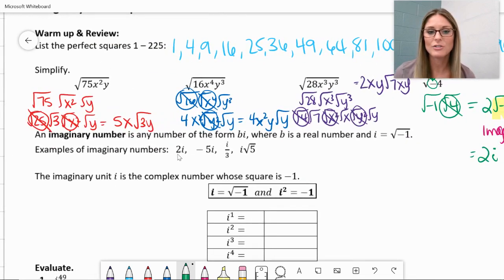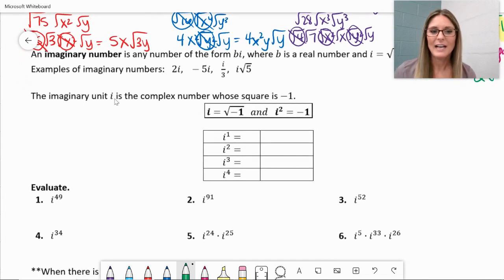Some examples here, 2i, 2 is that b, the real piece, i is the imaginary. It can be a negative number, -5i. We can have division, we can have i radical 5, we can have all kinds of things. But b is the real piece, and then we put the i at the end if we have an imaginary unit.